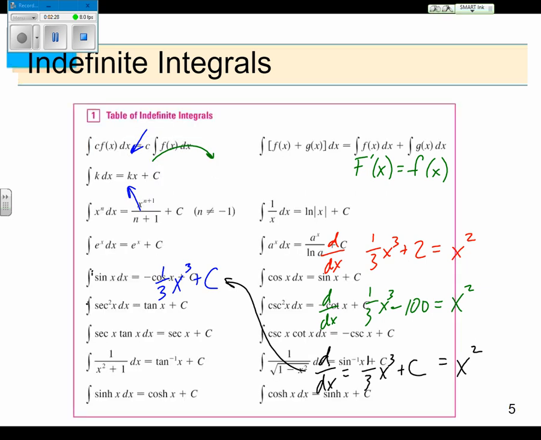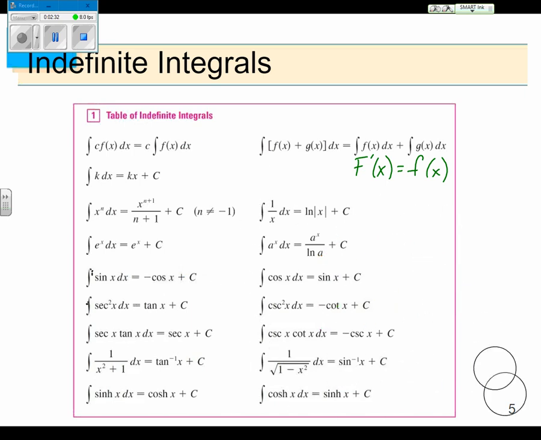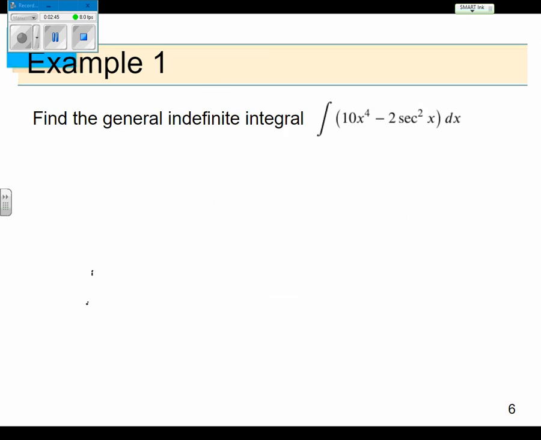So here is a table of everything that we have taken the derivative of. Therefore, it's fair game for us to integrate anything on this table. So let's try something. I'm wanting to integrate this guy. Ooh.